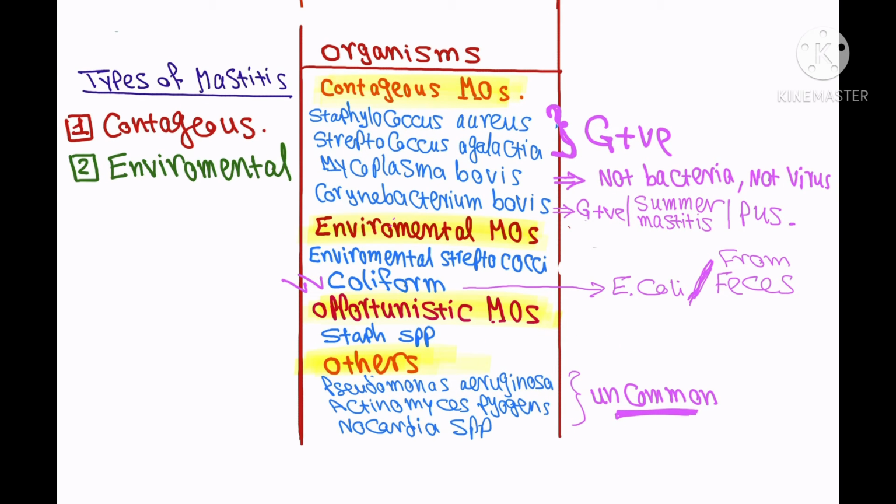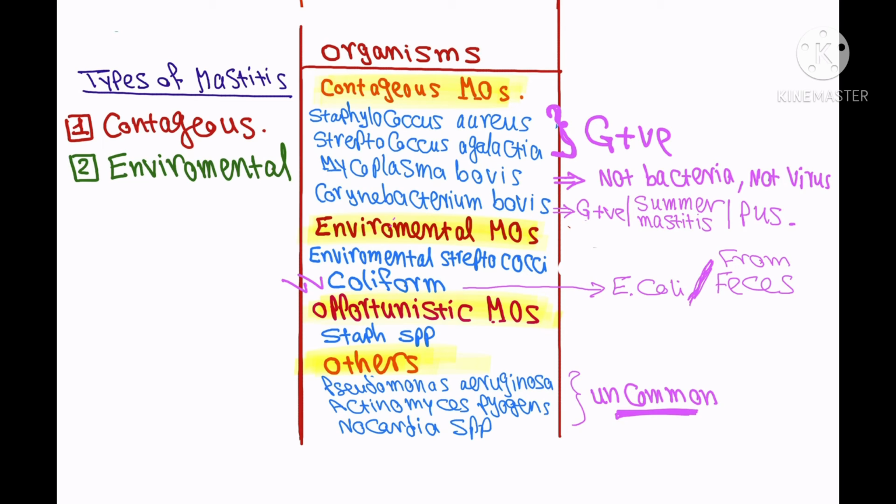There are two types of mastitis: contagious mastitis and environmental mastitis. The first one is contagious mastitis, where the disease is transmitted from one animal to another, while in environmental mastitis, the infection comes from the environment, from feces, from the land, from the ground.